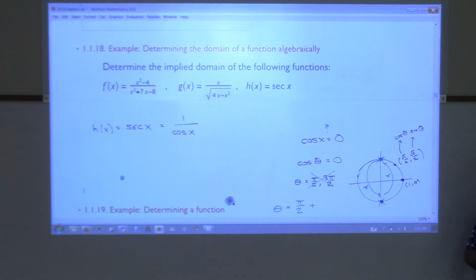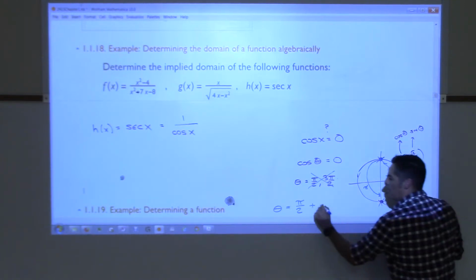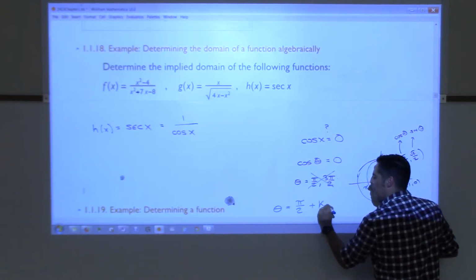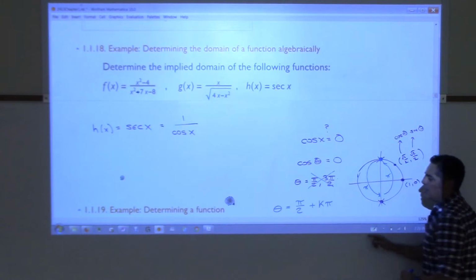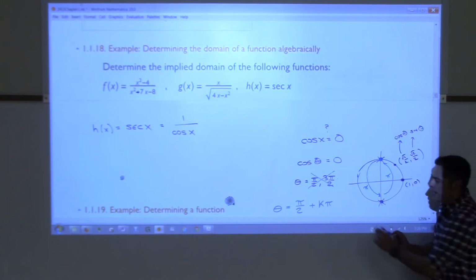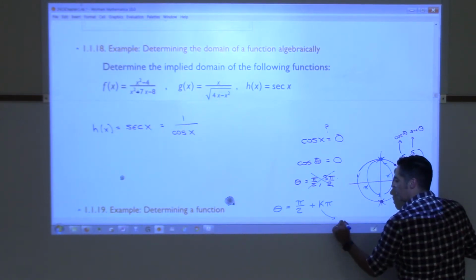Some books use n pi, or pi times n. It depends. How many of y'all used k? K? Anyone use n? Does it matter to you? Okay, so I'll put k here. K pi. Here it is understood that k is an integer.